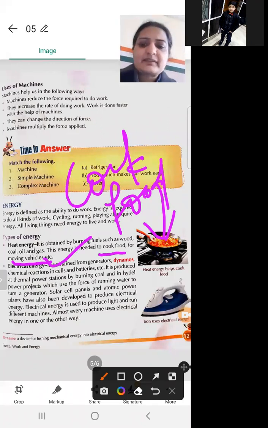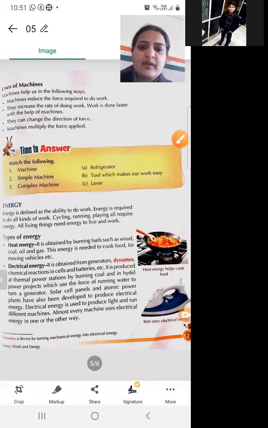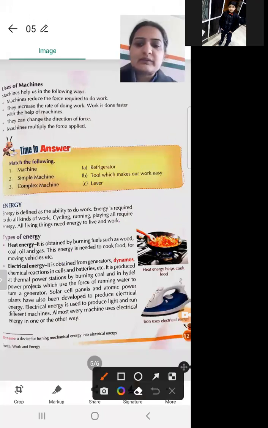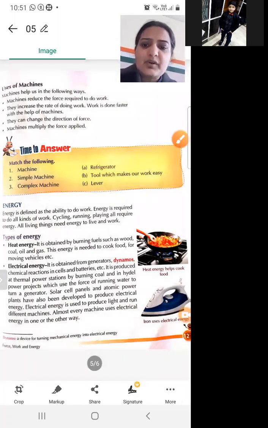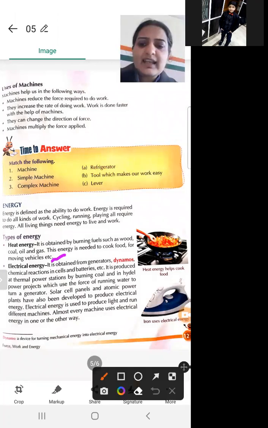So these are the types of energy. So first is heat energy. So how is heat energy produced? By burning fuel, just like wood, coal, oil, and gas.